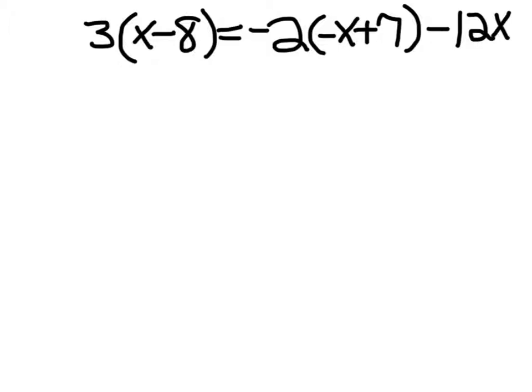On our second example, we are going to use some of the properties that we looked at earlier. We have 3 times the quantity of x minus 8 equals negative 2 times the quantity of negative x plus 7 minus 12x. So in order for this to work, we need to distribute. On the left side, we need to distribute the 3 to the x minus 8. I'm going to remind you, to distribute means to multiply through the quantity. 3 times x, and 3 times negative 8.